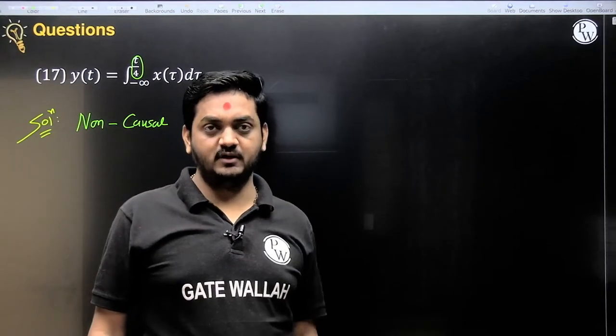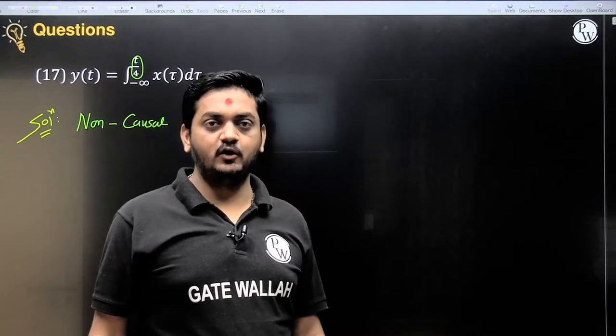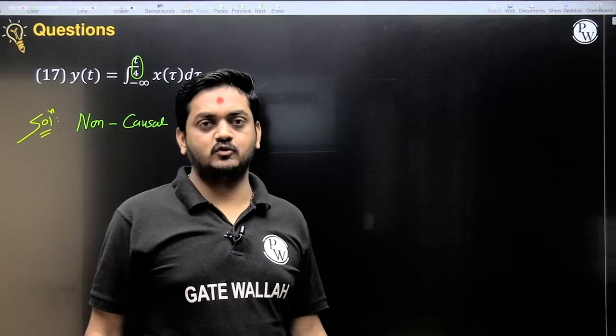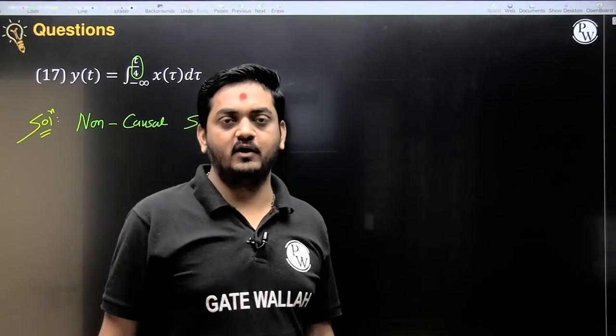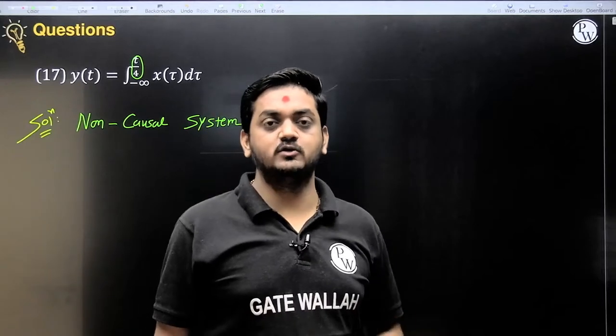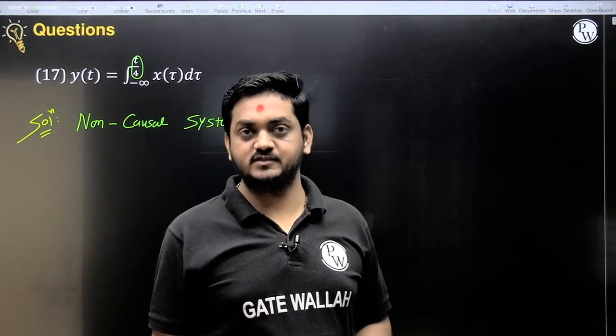In the second chapter, we will see the causality of the system based on the impulse response of the system, h of t. In the Laplace transform, we will see causal or non-causal system based on the ROC, region of convergence, based on the pole location.